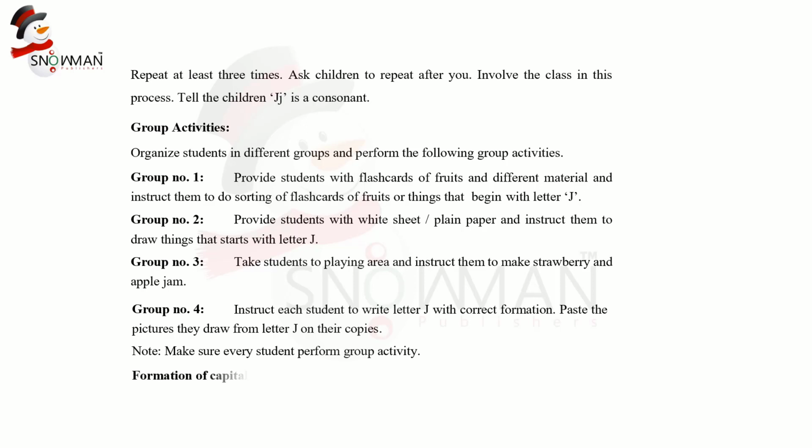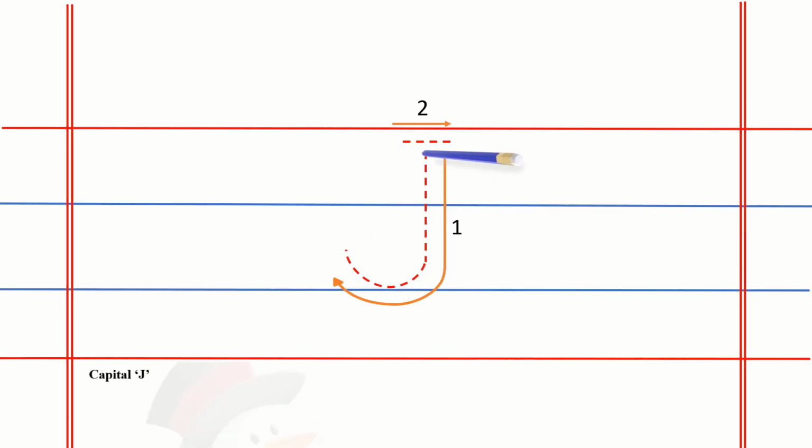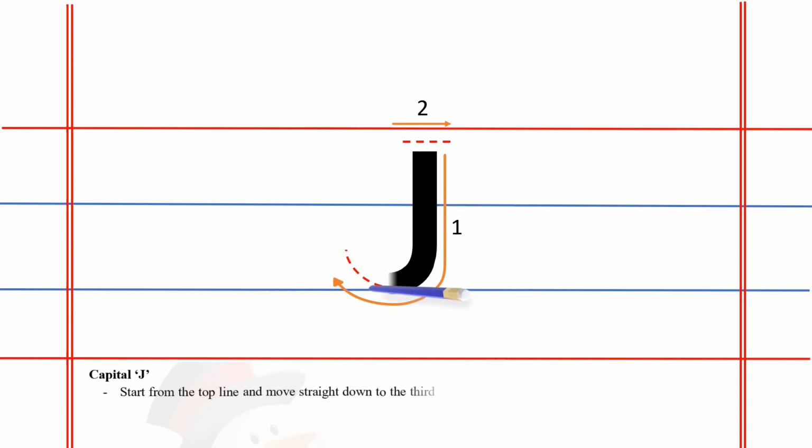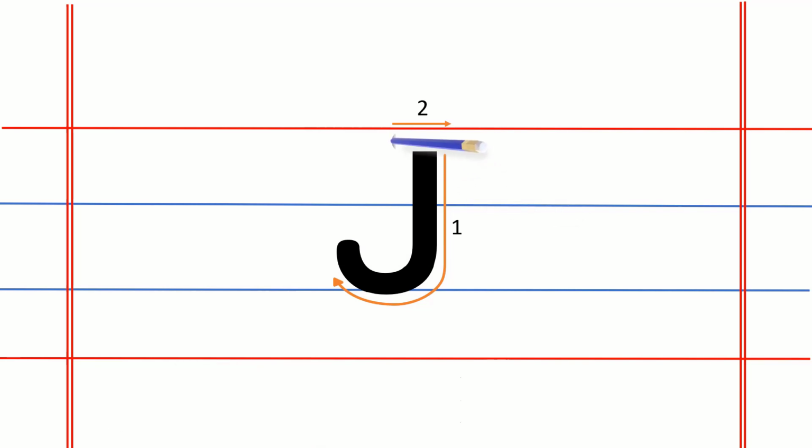Formation of capital and small letters J activity. Draw 4 lines on the writing board. Write capital letter J on the first 3 lines and give instructions. Capital J. Start from the top line and move straight down to the 3rd line and curve back at left side and slightly lift. Move back to the top line and draw a line across.